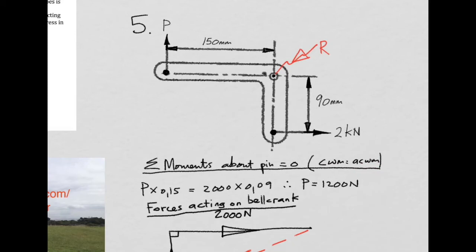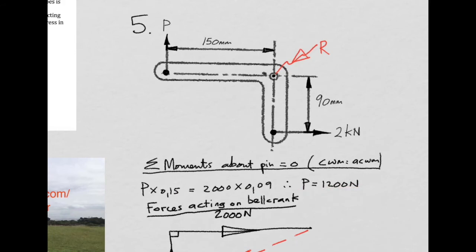Clockwise moments, I can clearly see P multiplied by 0.15. There's P. It has a moment arm of 0.15 back to the pin, and it's equal to the only other moment, which is an anti-clockwise one, which is 2000, clearly trying to rotate the bracket anti-clockwise about the pivot point. So 2000 is the magnitude of the force, 0.09 is the length of this lever arm. So for equilibrium, it means that P must indeed be 1200 newtons of force.